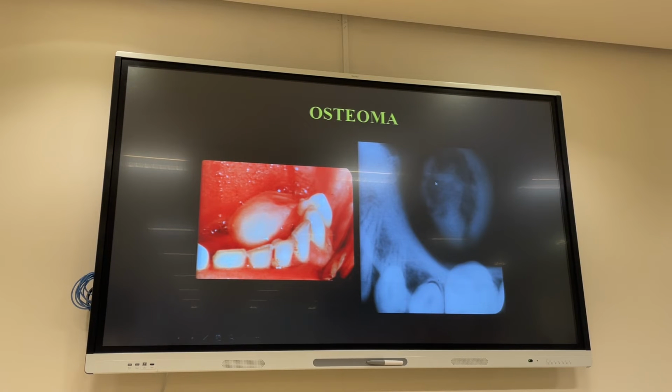So it's attached to the lingual part of the mandible bone with a small pedicle of bone tissue, and you see that it has these two sides, the radio-opaque and radio-lucent. If you take a section of this, you will see that it is made up of a benign osteoblast laying down bone.